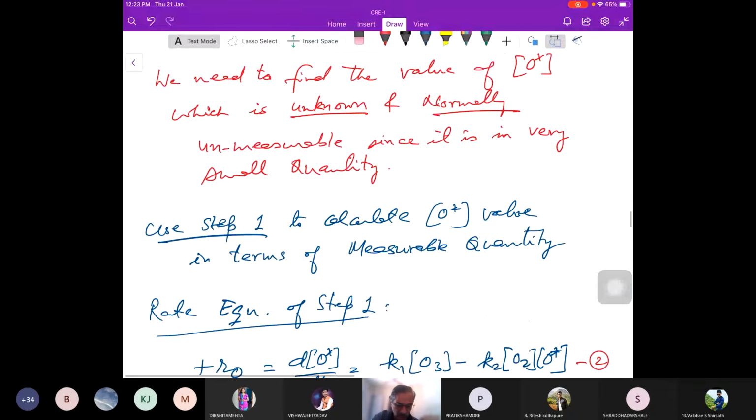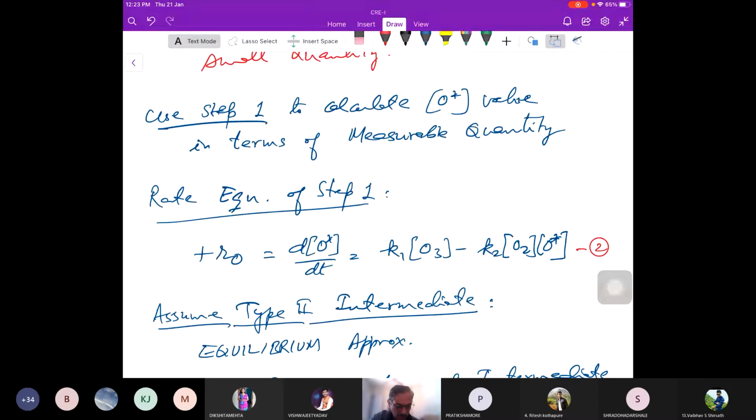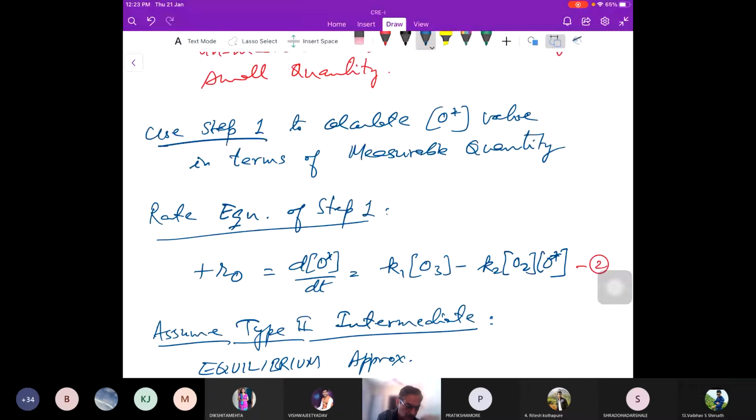So use step 1. अभी हमको पता है कि स्टेप 2 is equilibrium, right? So use step 1 to calculate O star value in terms of measurable quantity. So rate of step 1 is, rate of O star रहना चाहिए, dO star by dt is equal to K1 O3 minus K2 O2 into O star.